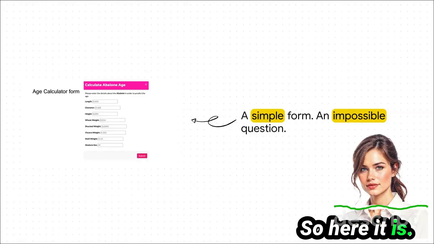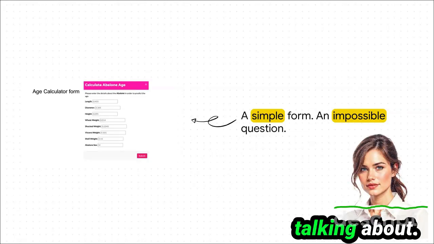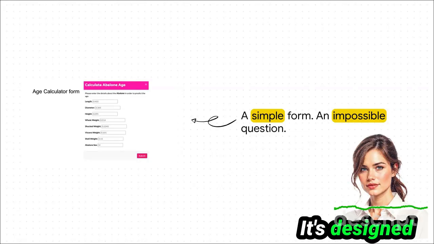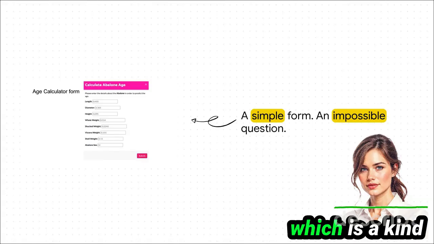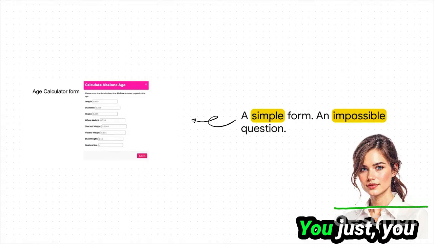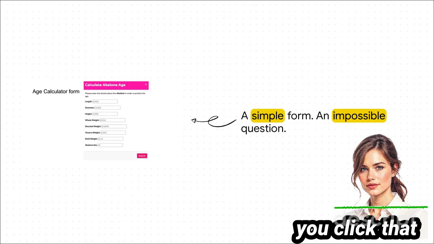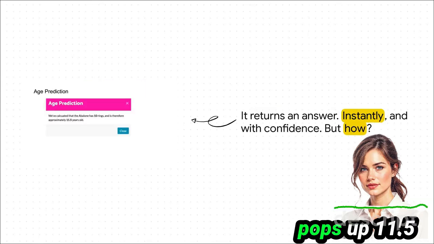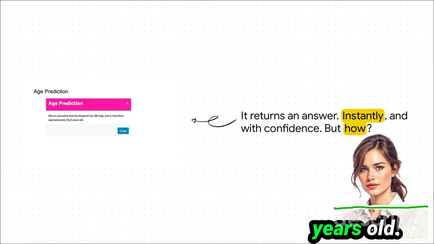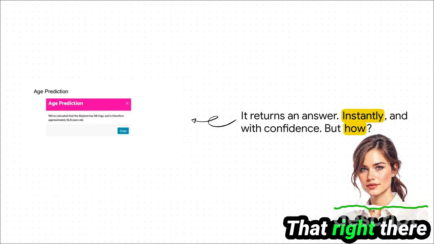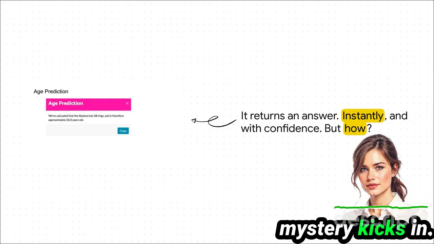So here it is. This is the form we're talking about. It's designed to figure out the age of an abalone, which is a kind of sea snail. You plug in a few physical details, you click that submit button, and bam! Just like that, an answer pops up. 11.5 years old. And that, right there, is where the real mystery kicks in.